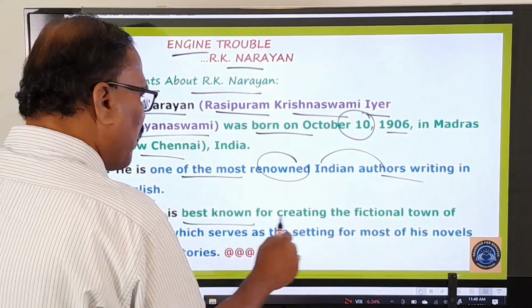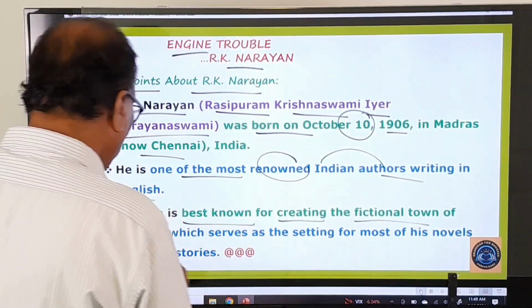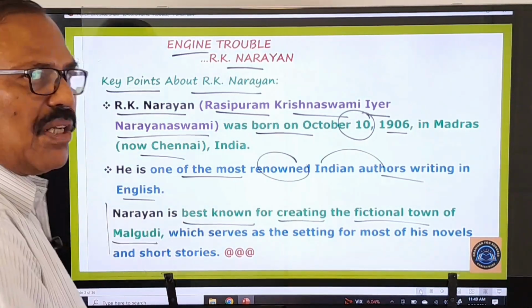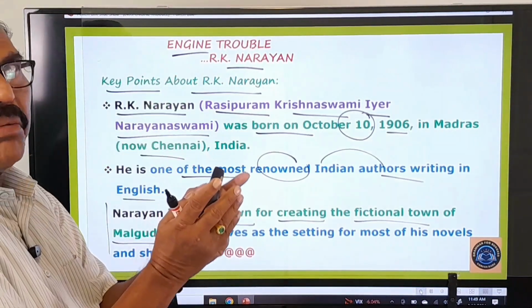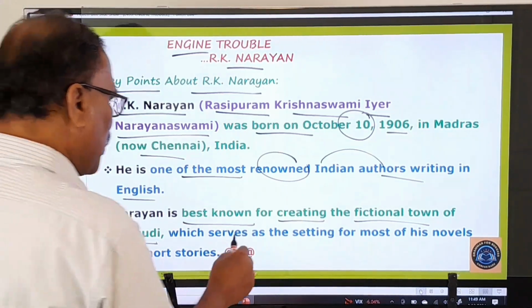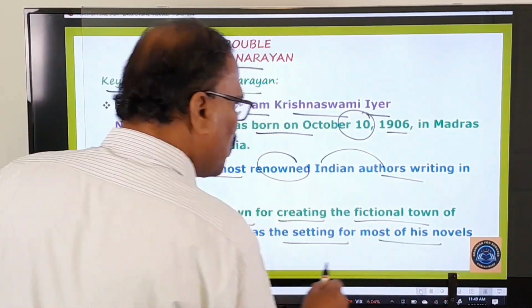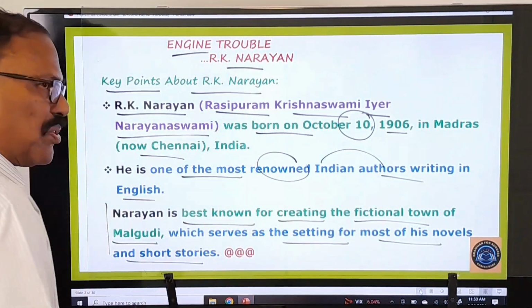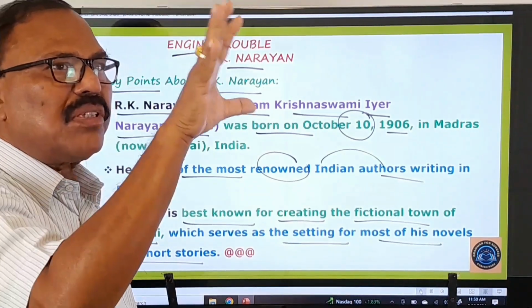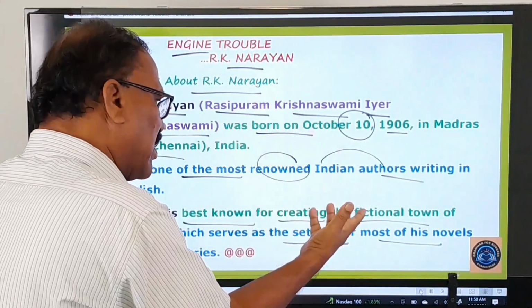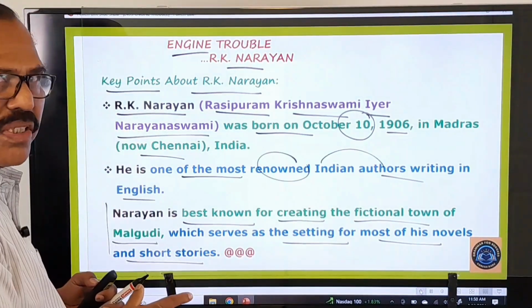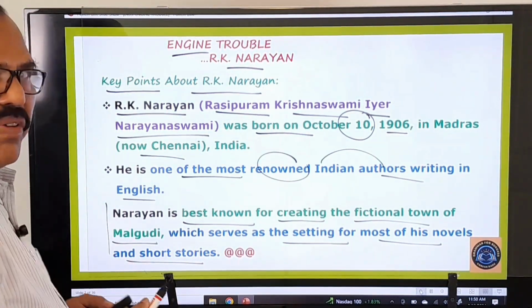Narayan is best known for creating the fictional town of Malgudi. He is noted for creating a fictional place called Malgudi, which serves as the setting for most of his novels and short stories. He has used Malgudi as a setting for most of his novels and short stories. So this point also is very important.